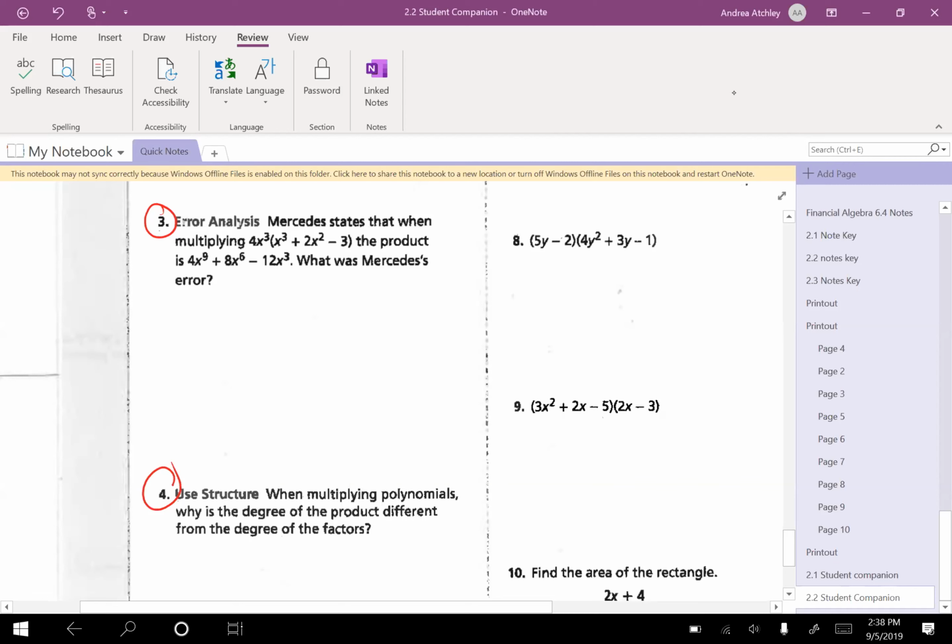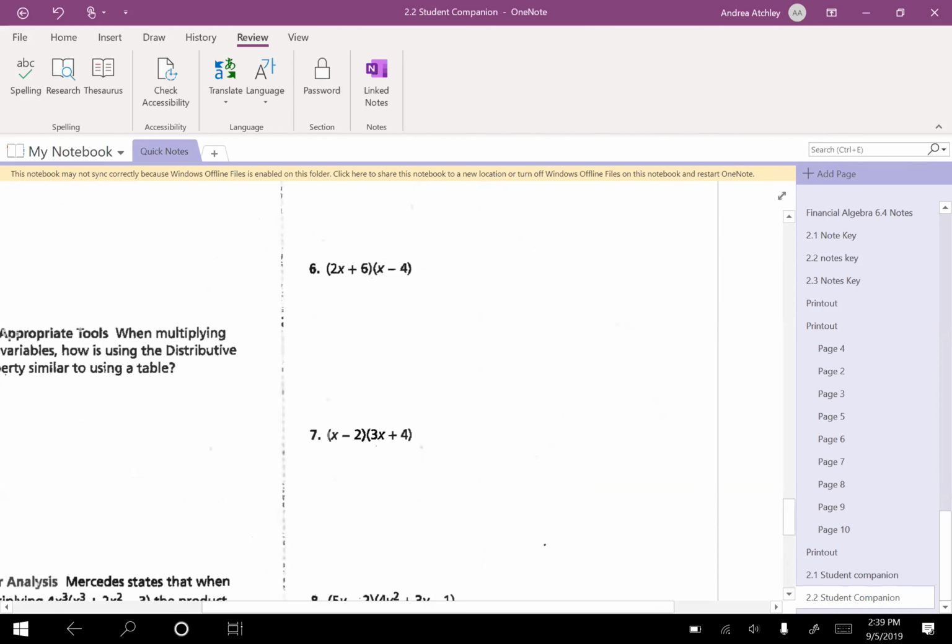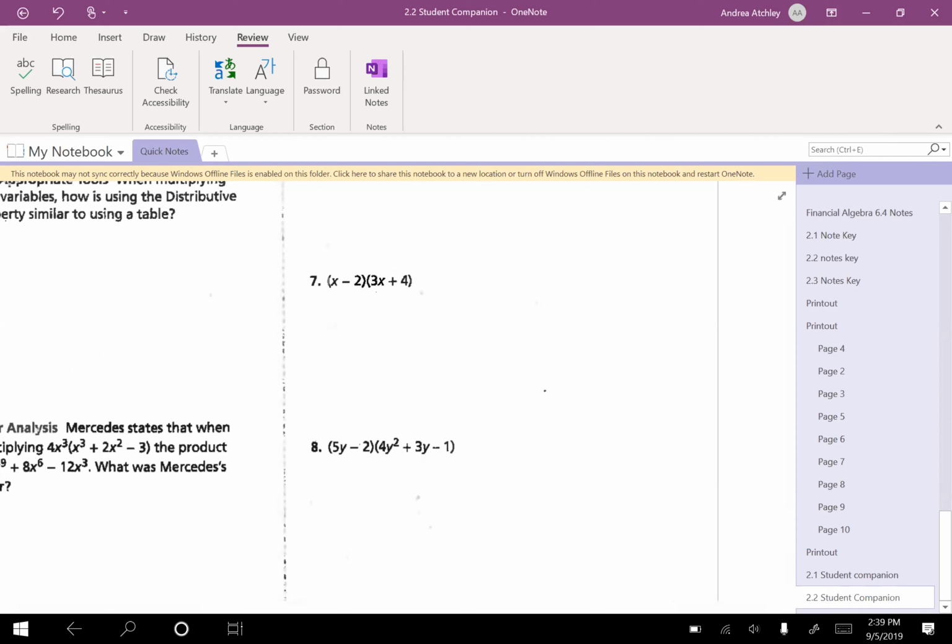Okay, number 4. Who thinks they got number 4? Because when multiplying polynomials, you're bound to add the exponents of the factors, so by nature the degree will change by addition. Very good. So the rule of exponents is what changes the degree. When you're multiplying things with exponents, you're going to add the exponents. And since the degree is the exponent, it's going to change. It's going to become greater than the factors. Does that make sense? Okay, any questions? Okay, I'm going to have you guys work on numbers 7 and 8 just to get a couple more practices in.